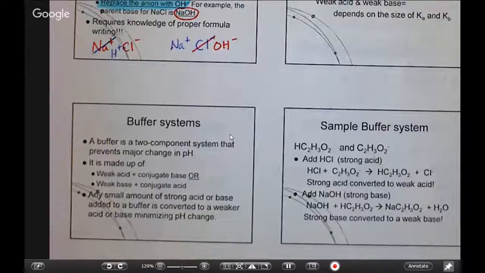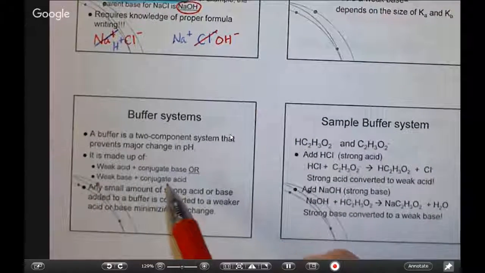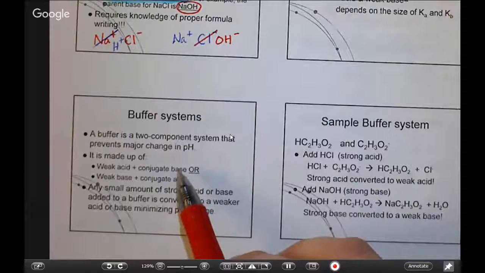This morning, what we're going to take a look at is buffer systems and what their use or practicality is. So we'll start out here on the left side, defining a buffer system. It says a buffer is a two-component system that prevents major change in pH.